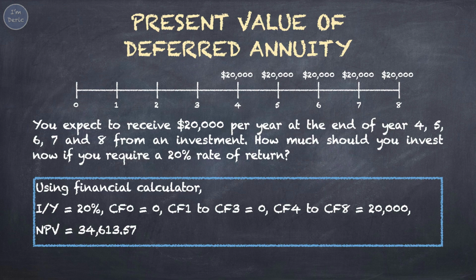Using financial calculator, key in IY equals 20%, CF0 equals 0, CF1 to CF3 equals 0, CF4 to CF8 equals 20,000. Last step, press calculate, you will get the NPV. This is the present value of a deferred annuity.